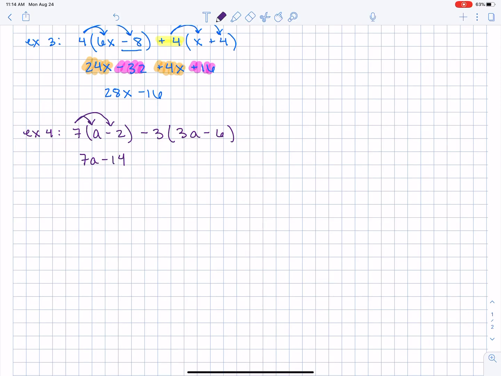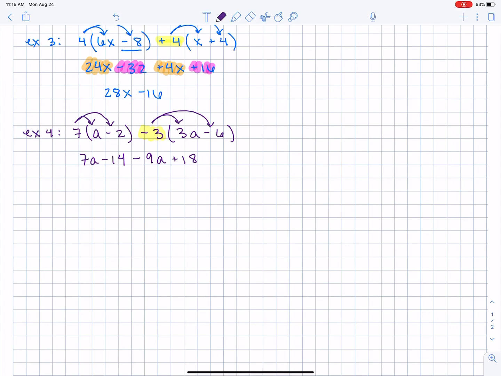Okay, and this is where it gets super tricky with those positives and negatives, because we need to distribute a negative 3. So negative 3 times positive 3a and negative 3 times a negative 6. So this one is a negative 9a, oops, not x, a, there we go, and then a positive 18, because a negative times a negative is a positive. And we are almost done.